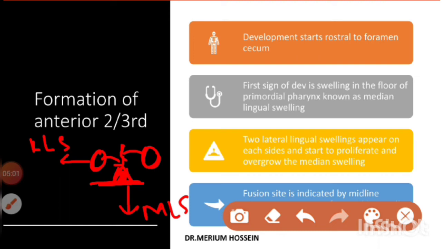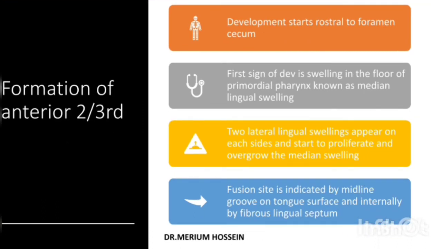Okay, and this midline, this area where they meet, is demarcated by the midline groove that we talked about in the anatomy, and the fibrous lingual septum, which is present internally between the two halves. So this is a simple way to remember the formation of the anterior two-thirds of the tongue.